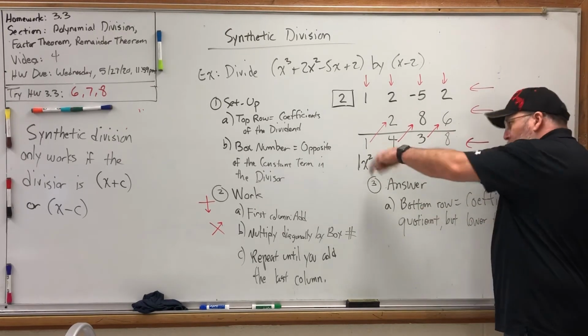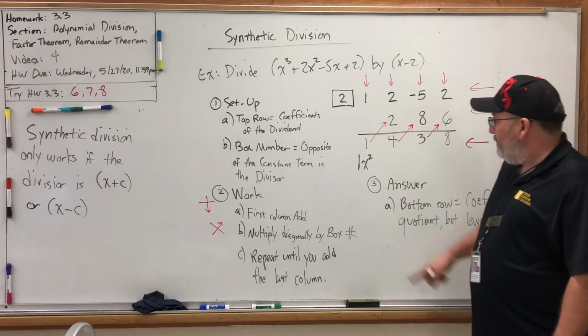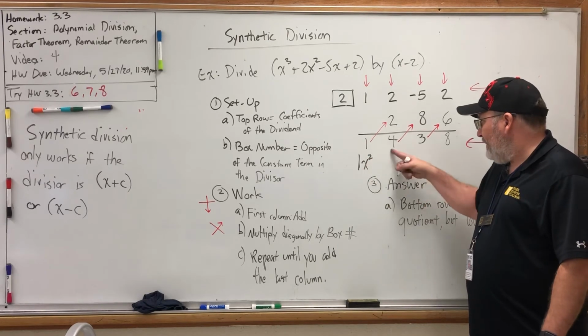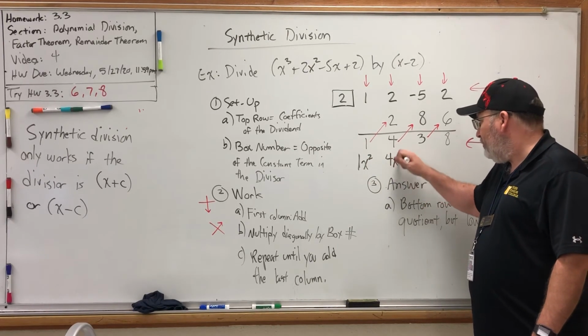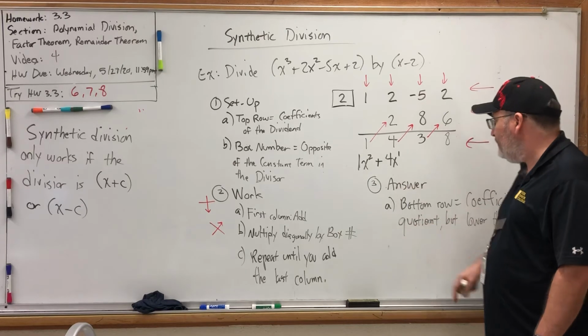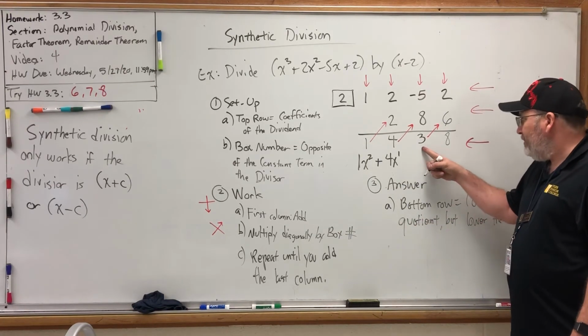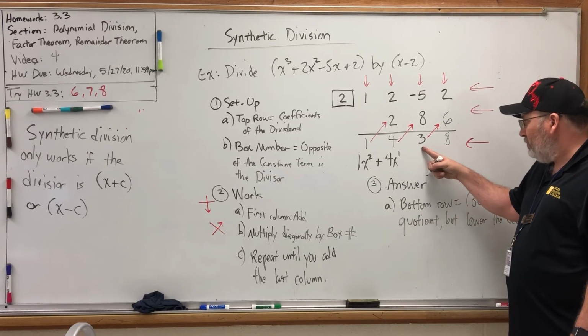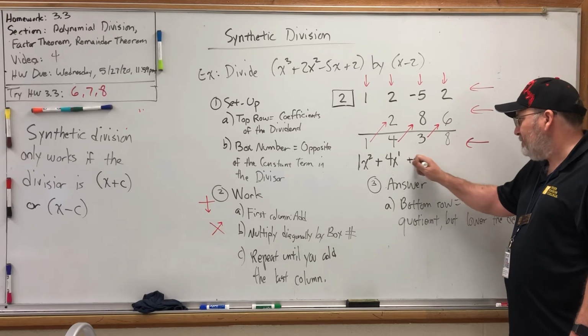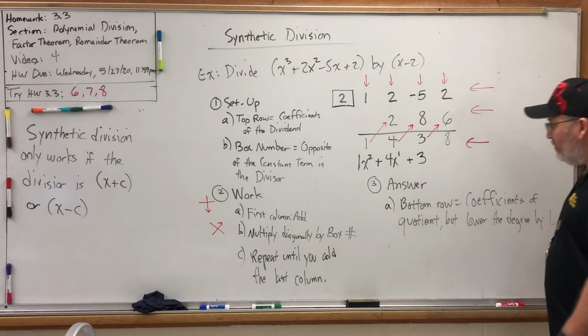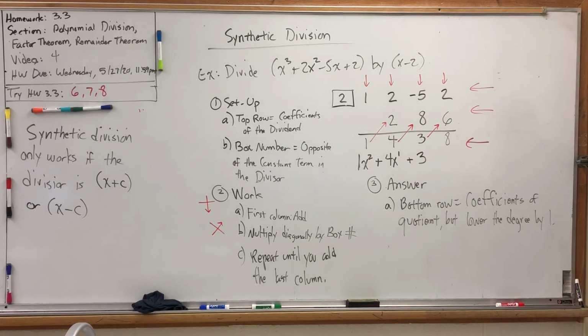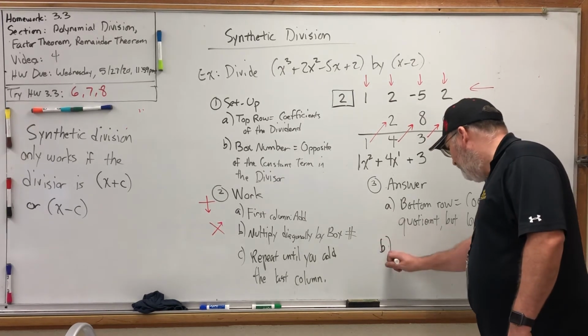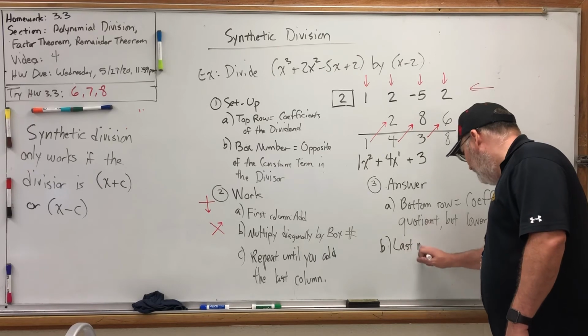And then your powers just keep going down. So this is the coefficient of x to the second, this is the coefficient of x to the first. Since it's positive, I should put the plus. Right before you get to the end, you should run out of x's. This 3 is the constant term and it's positive, so it's plus 3. What about the 8? Well, the last number is the remainder.